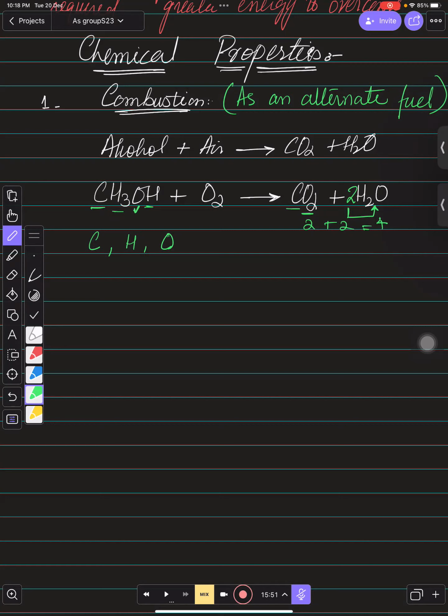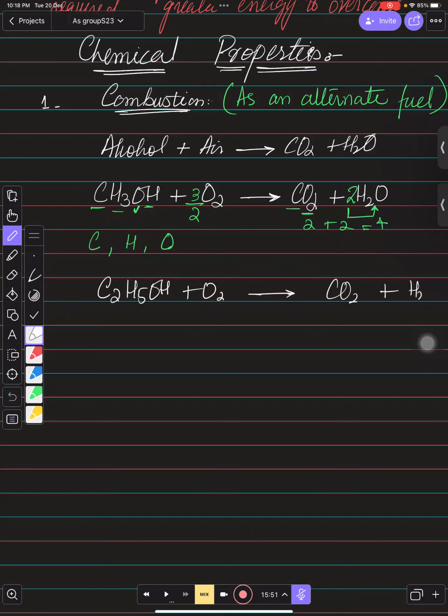So हमें 3 balance करने हैं. So it should be 3 over 2, right? So in this way, you can balance your oxygen on the left hand side. One more time, just look at over here. If you talk about C2H5OH, बच्चों, when you combust this in the presence of oxygen, it will form what?